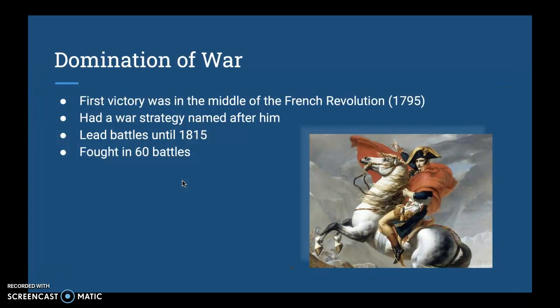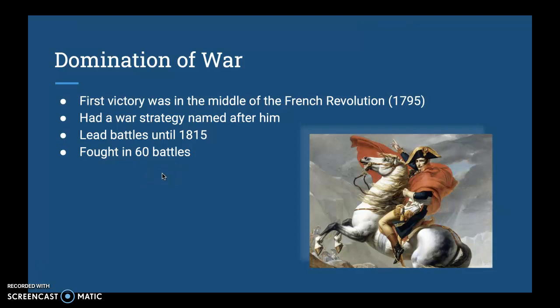Domination of war. Napoleon dominated at war for almost 2 decades. He dominated so much that he had a war strategy named after him. He fought from around 1785, actually, when he joined the military. His first victory wasn't until the middle of the French Revolution in 1795. He fought in around 60 battles throughout those 3 decades he was in the military, and he only lost 8 of them.